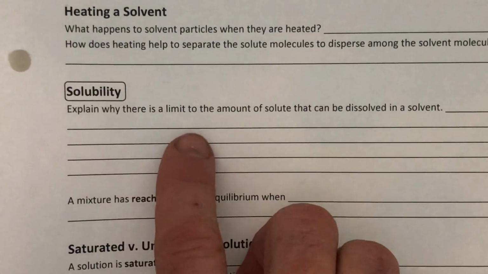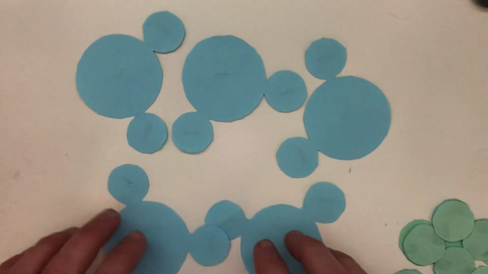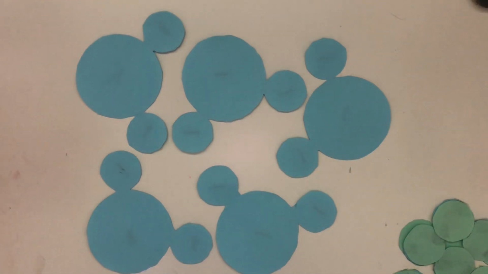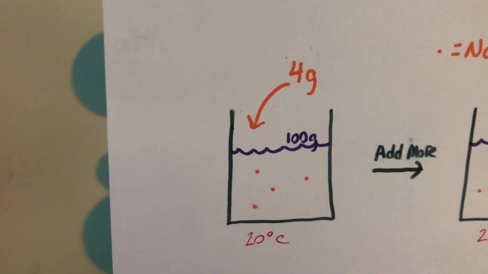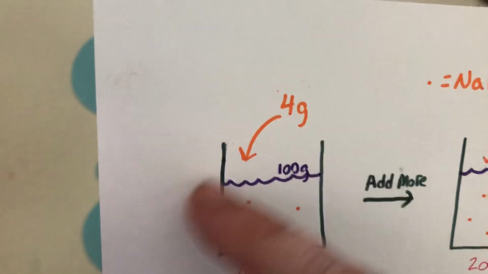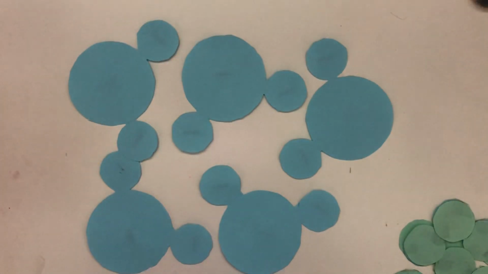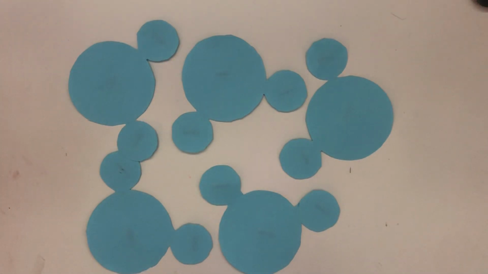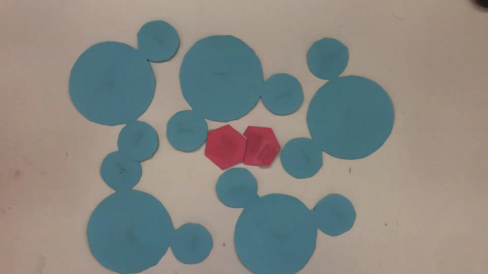So there's this question, why is there a limit to the amount of solute that can be dissolved in a solvent? So I want to use these paper cutouts to explain why we can only fit a certain amount of solute into a solution. So let's just assume that these paper cutouts represent a beaker full of water, and we're going to add some solute to that at 20 degrees Celsius. So these are water molecules, so the Mickey Mouse head shape. And here's some solute particles. And that could be anything in there.